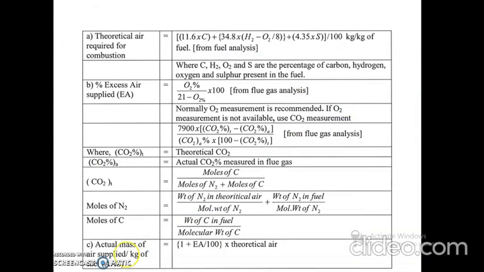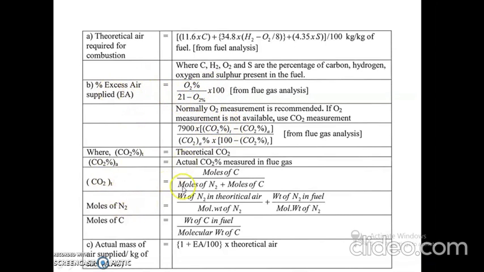The theoretical air calculation for that is given here. The theoretical air required for combustion is given from the combustion equation. Then with the help of that you can calculate the excess air, as we already discussed, in two ways. First, with the help of CO2, if you know the CO2 percentage in the exhaust, or if you know the oxygen percent in the exhaust, you can calculate excess air.